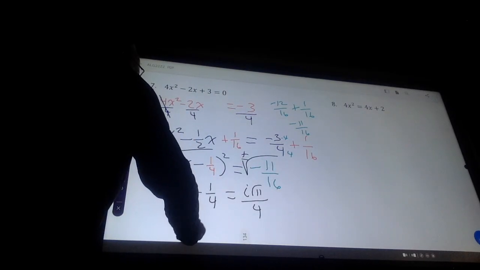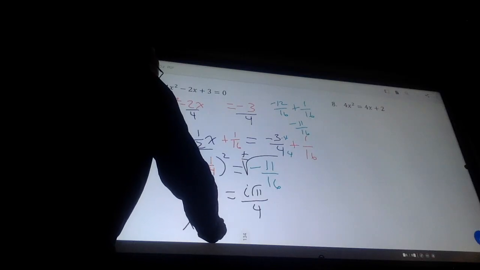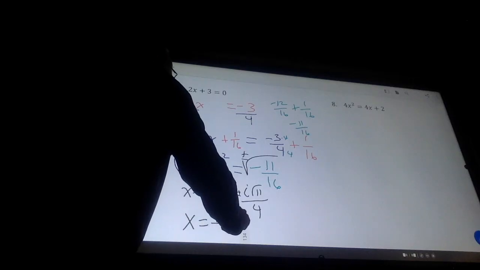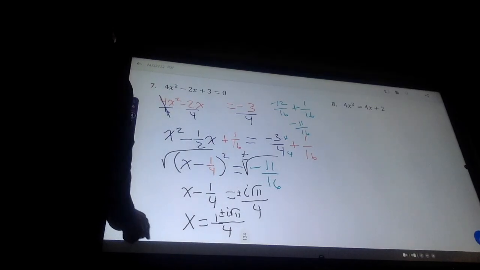Add 1/4 to both sides. So I'm going to get this. Don't forget the plus minus. There's our answer.